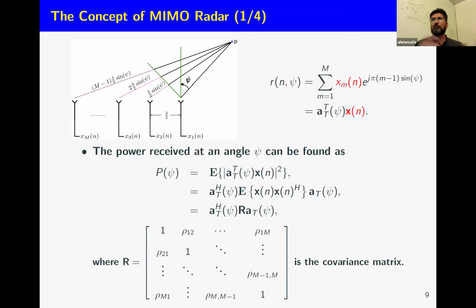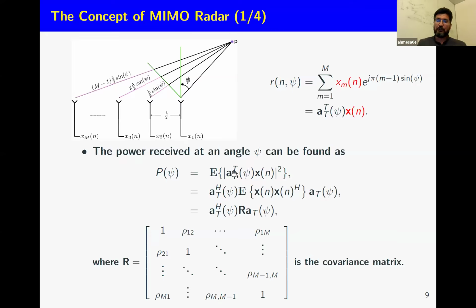In MIMO radar, we don't use any phase shifter. First, for example, with the same equation as we had previously, the signal that I will receive at point P can be written by this equation. If I want to find the power at this location, I have to take the absolute value, square it, and then take the expectation of this.